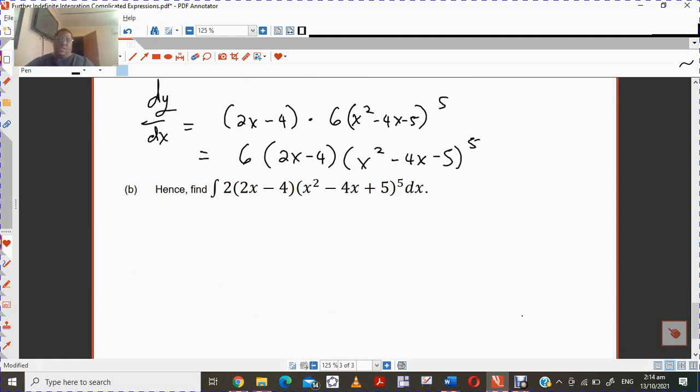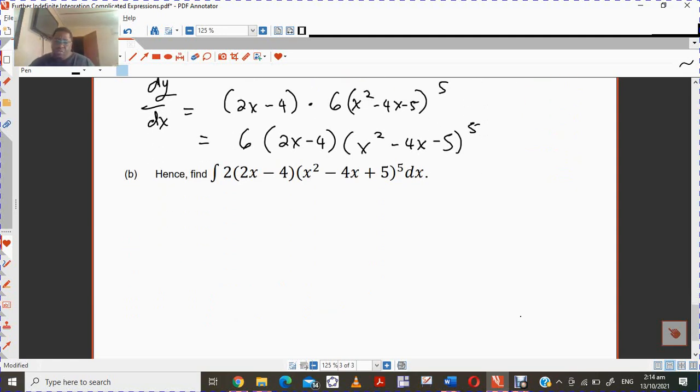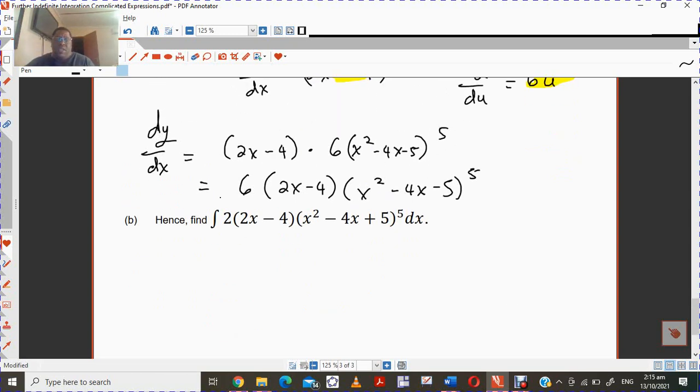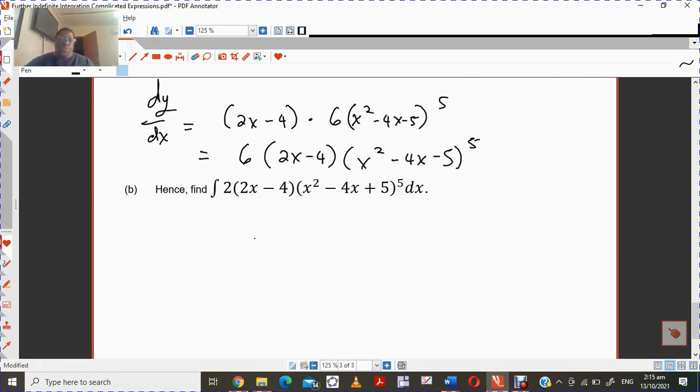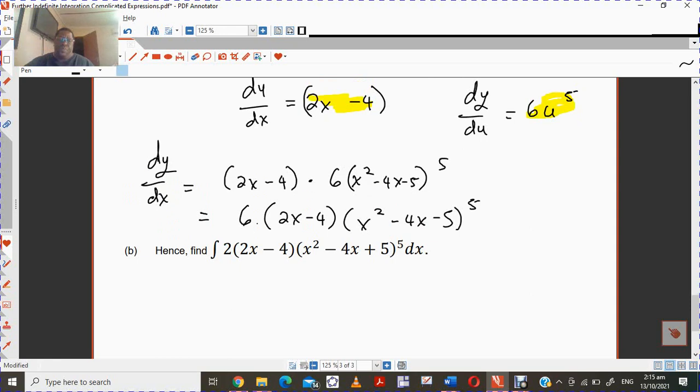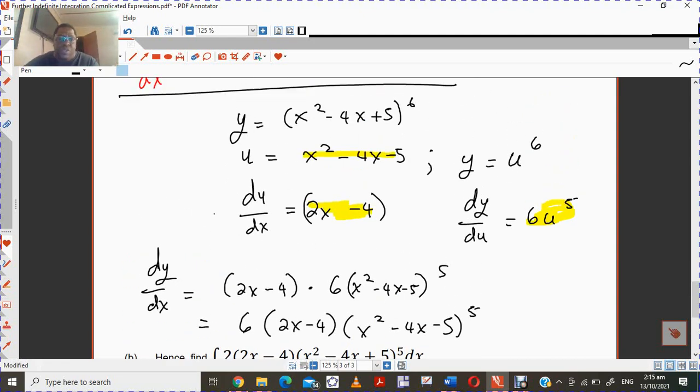So you can see the similarities between what we are now supposed to do. Now at part B, we are supposed to integrate, or find the antiderivative, of 2 in brackets 2x minus 4, x squared minus 4x plus 5, all raised to the power 5, dx. You can see the similarity, but here you have a 2 and here you have a 6. So what do you think you are supposed to do? There is a constant that you have to consider. What do you think that constant involves?